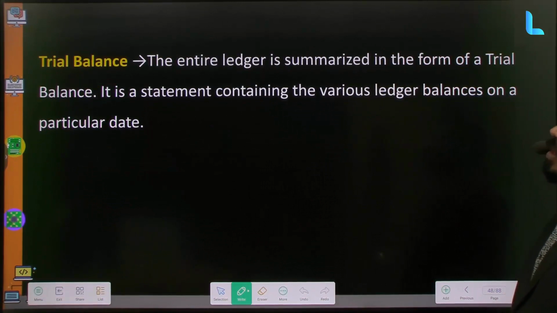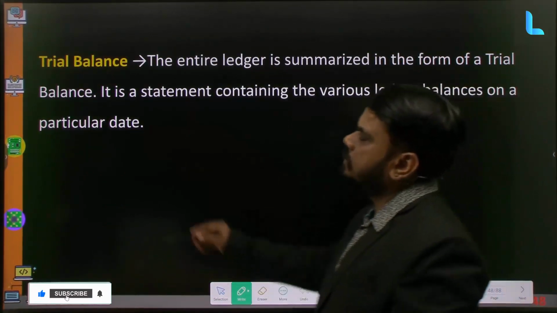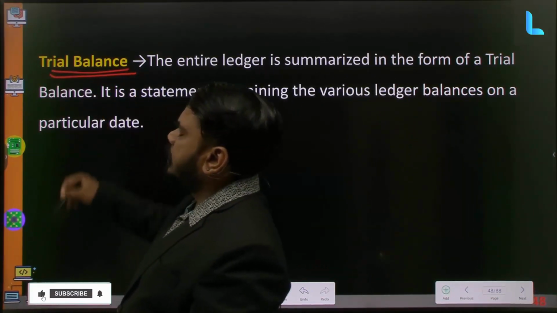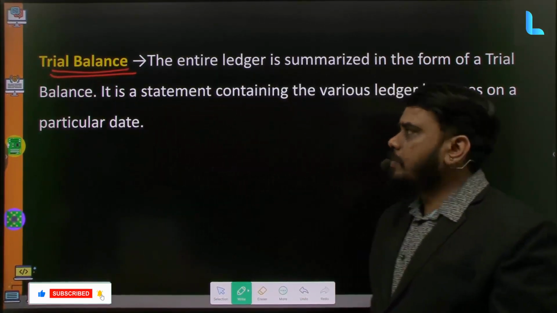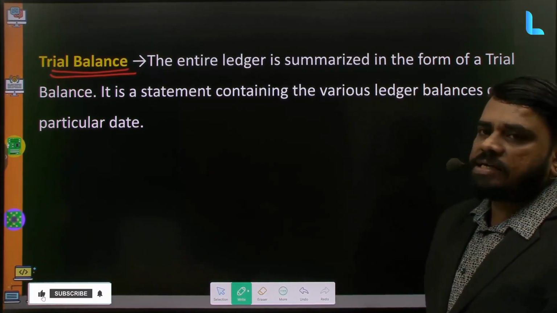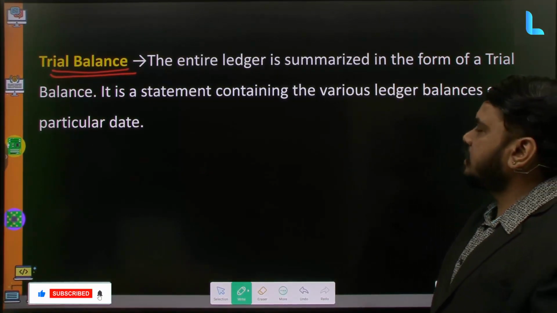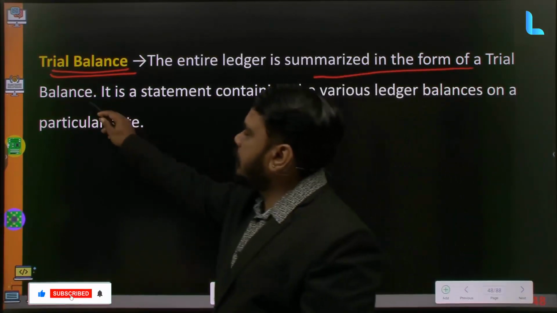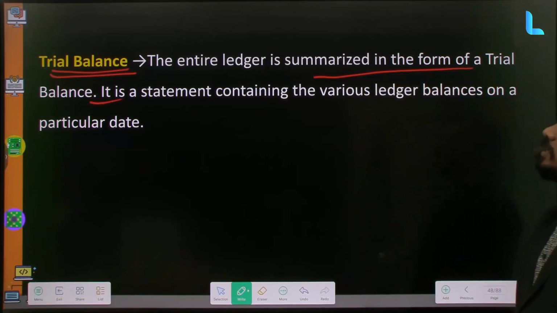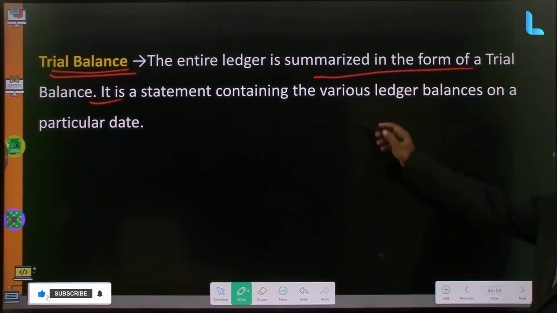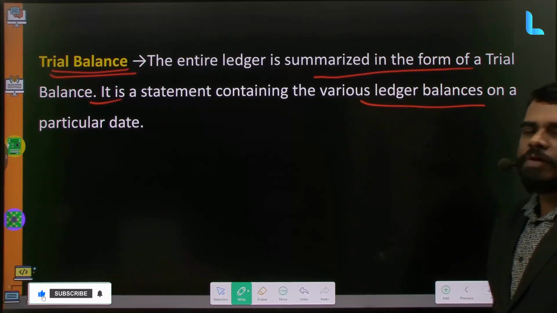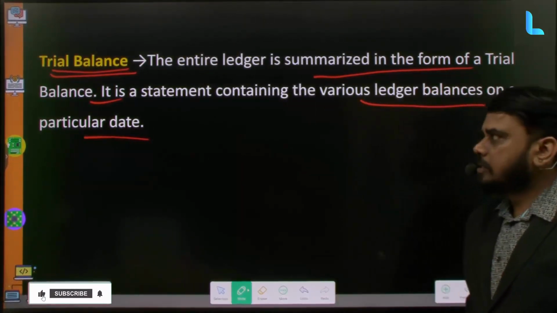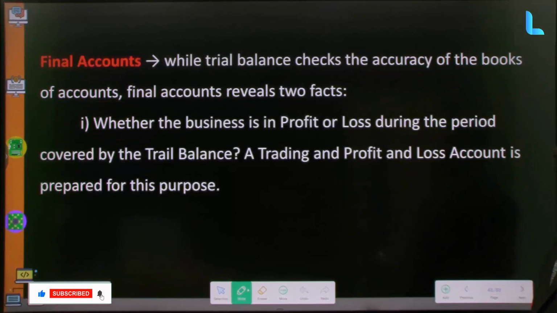Next, trial balance. The next concept is trial balance. What is the trial balance? As I mentioned, when we start maintaining the accounts using the books of accounts over a period of time, and then summarize the entire ledger transactions, we can prepare the trial balance. So trial balance is nothing but a statement which contains various ledger balances as of a particular date. So this is called a trial balance.